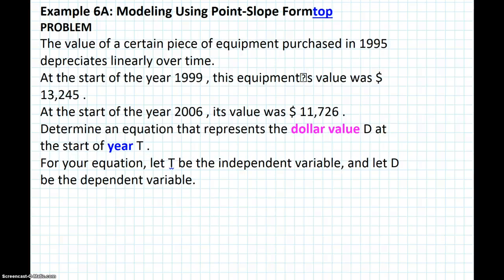So, example 6, modeling using point slope form. The problem here: the value of a certain piece of equipment purchased in 1995 depreciates linearly over time. At the start of the year 1999, the equipment's value was $13,245. At the start of the year 2006, its value was $11,726. Determine the equation that represents dollar value D at the start of year T.